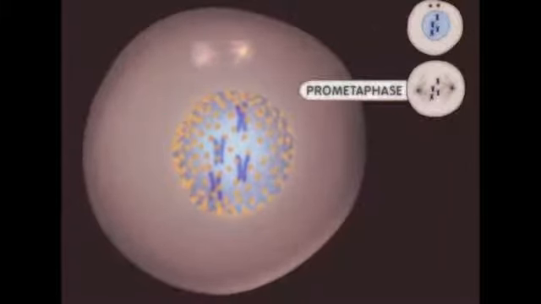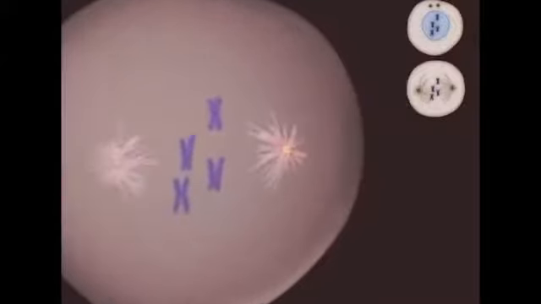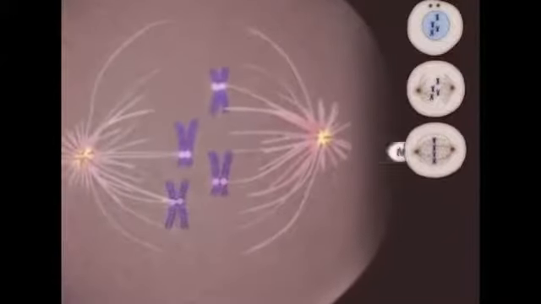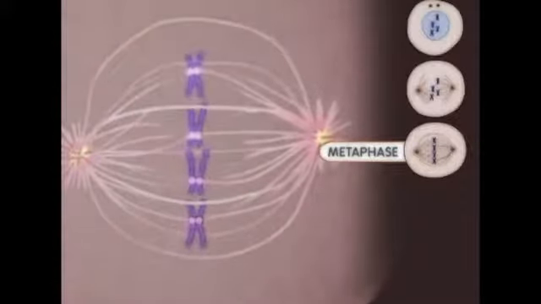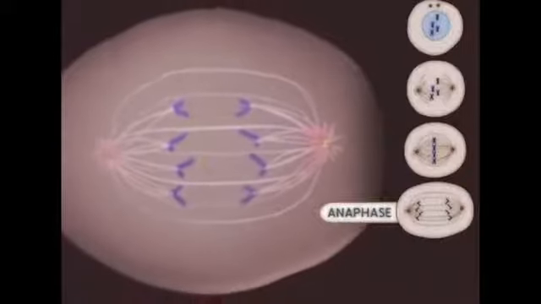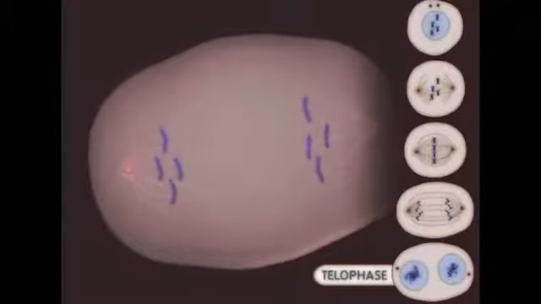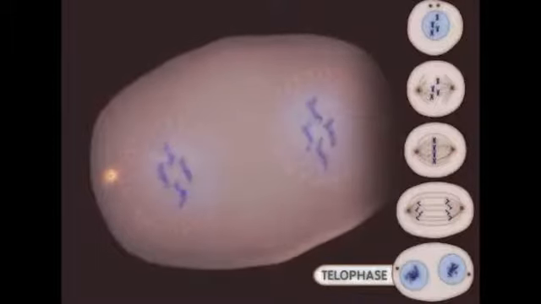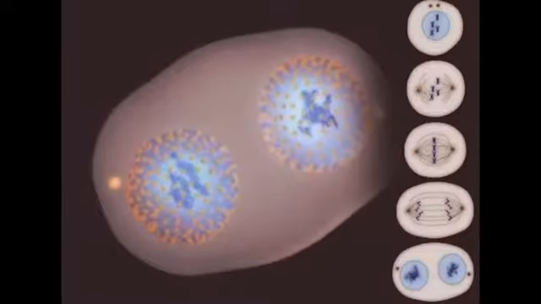Microtubules appear during prometaphase, and the nuclear membrane breaks down. Metaphase occurs when the chromosomes are aligned at the center of the cell. During anaphase, the chromosomes are moving apart. The telophase stage is marked by the appearance of new nuclear membranes. This is the end of mitosis.